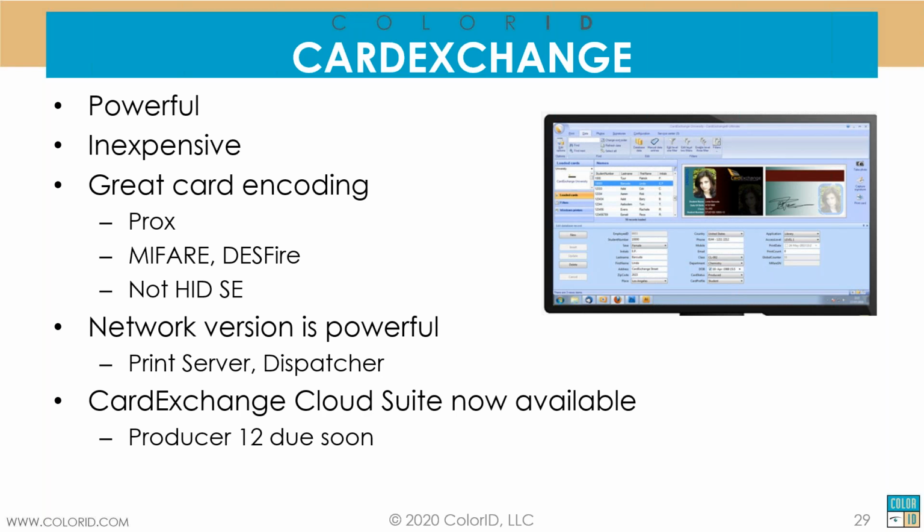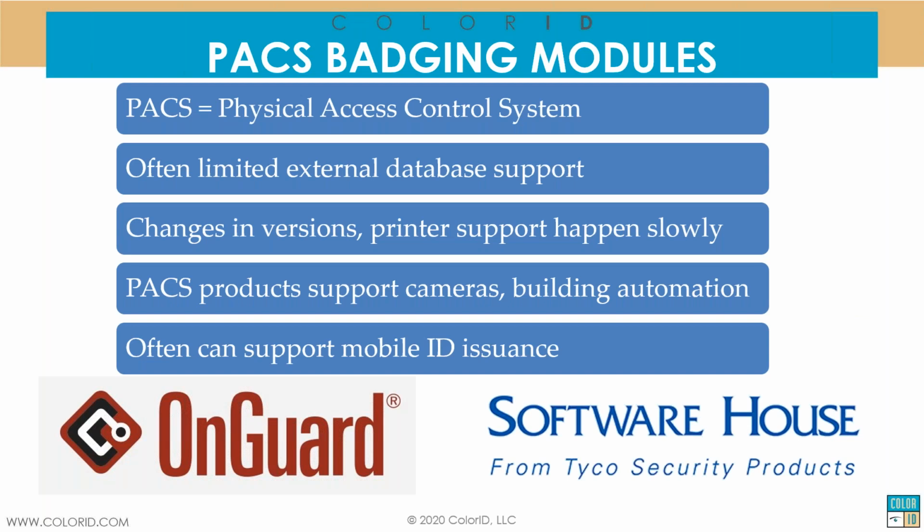It has a network version where it's kind of a hybrid, where it's desktop software, but through the print server software that they offer, your printers can be connected to a PC and sit on the network, even if you're not using that PC to print. So it has some nice hybrid features, and the Cloud Suite is now available. Producer 12, which will be web-based, was due this fall, and we'll see where that ends up.